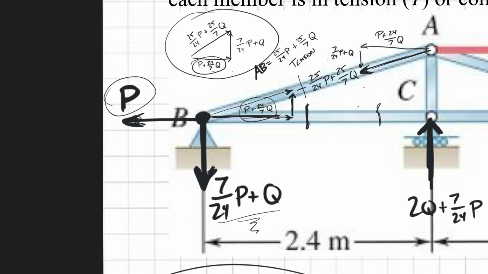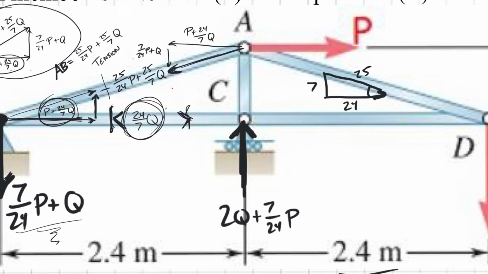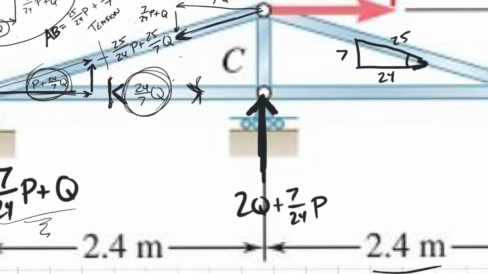So this thing is going to end up being in compression, and we typically draw that like this, like this thing is pushing back. And this is 24 over 7q. So p plus 24 over 7q, those are both the things going to the left, equals p over 24 over 7q. That makes perfect sense, I think. So now let's go over here.